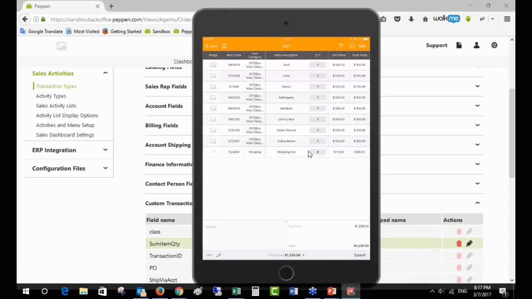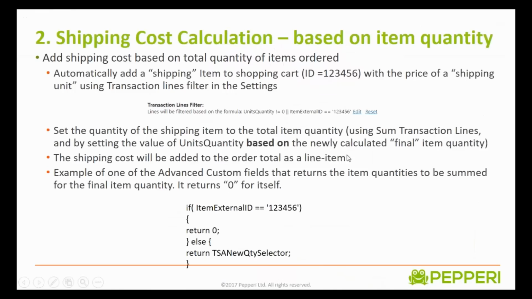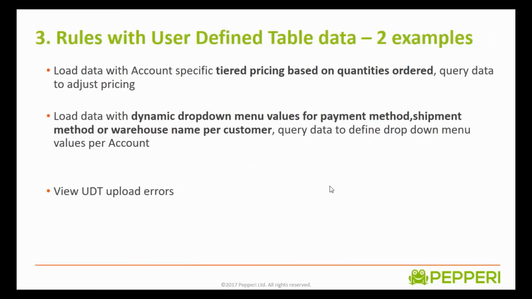So you can see here how you can add shipping as a line item in your catalog, and you also learned how to use the transaction lines filter to automatically add any item ID that you want to the shopping cart. Example number 3 are rules with user-defined table data. We have one example with tiered pricing that's based on quantities per customer. So I'm going to go into detail about this example first, and then I'll talk about the drop-down menu example.